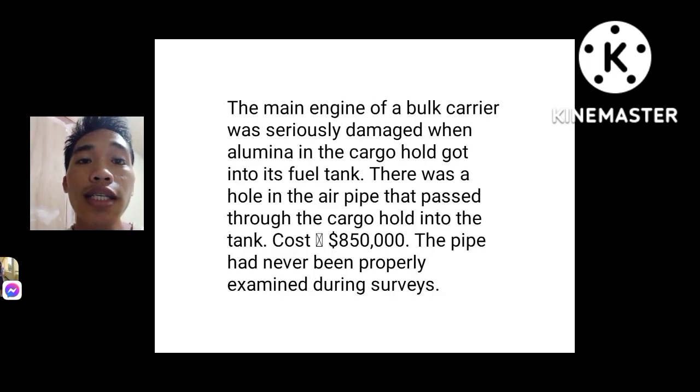The last example is when the main engine of a bulk carrier was seriously damaged when alumina got into the fuel tank. There was a hole in the air pipe that passed through the cargo hold into the tank, and the repair cost $850,000. The pipe had never been properly examined during surveys.